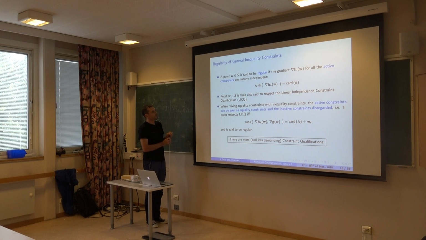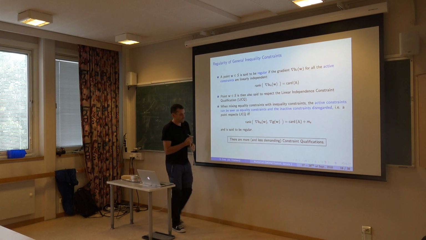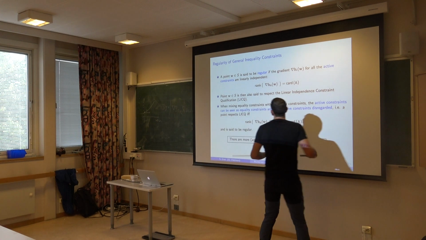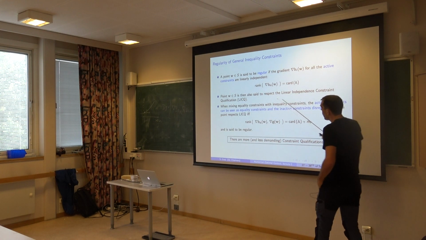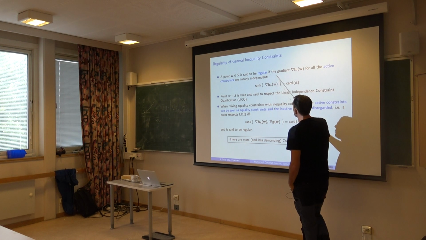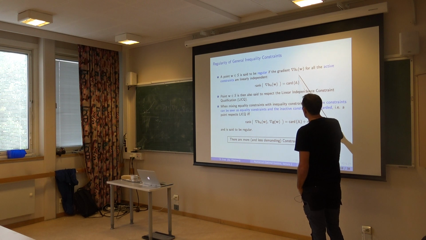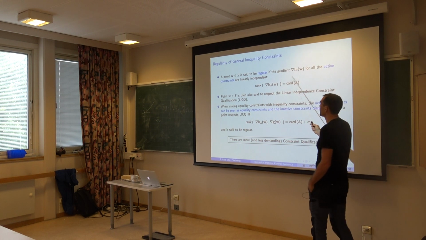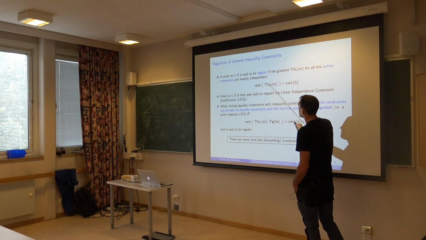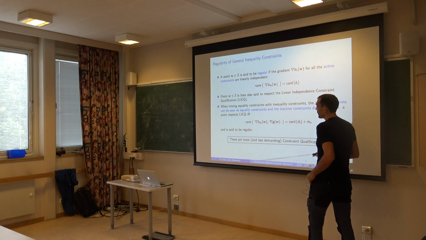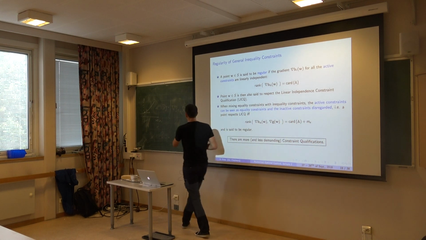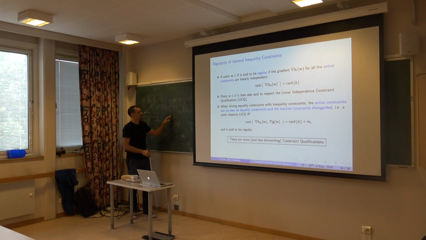Okay, now this concept of regularity for inequality constraints, that's the same as for equality constraints. A point is said to be regular when you have inequality constraints if the gradients of all the active constraints are linearly independent. So it's essentially the same story as before, but we only care about those constraints that are active. Those that are not active, we can disregard them.